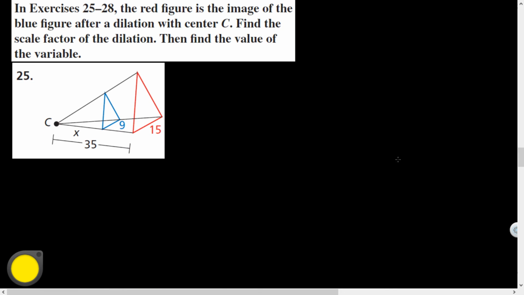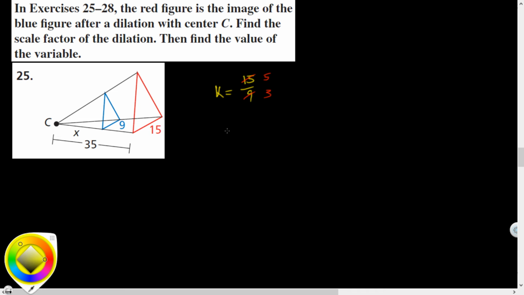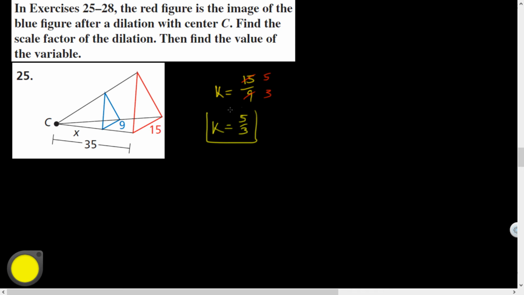Let's see, question 25. The red figure is the image of the blue figure after a dilation with center C. Find the scale factor of the dilation. So if the red figure is the image, then the scale factor would be 15/9. 3 goes into 15 5 times and into 9 thrice. So the scale factor is 5 to 3.